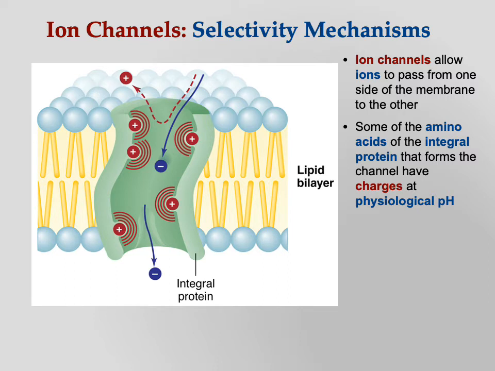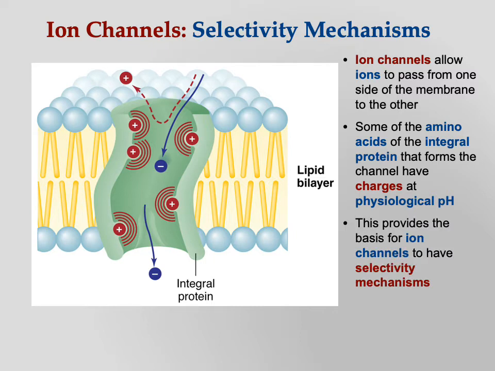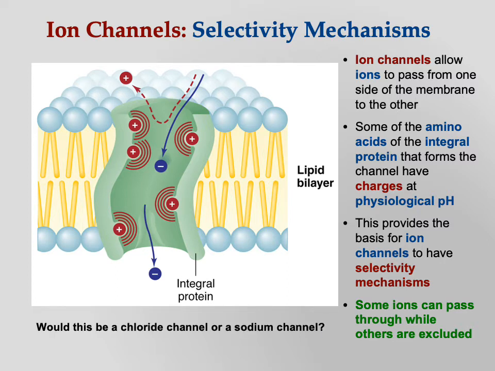So this is how an ion channel can have a selectivity mechanism. Some ion channels will only let positively charged ions through. Others will only let negatively charged ions through. All right? That is the selectivity mechanism. Some ions get through, others are excluded. So, for example, would this channel be a chloride channel or a sodium channel?